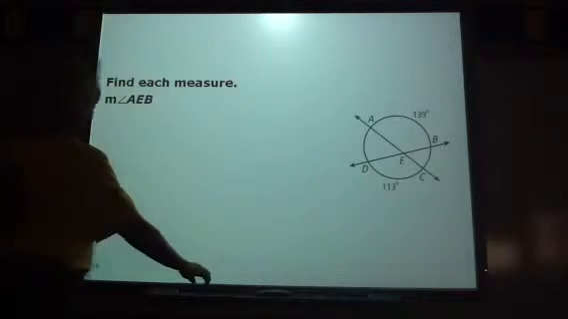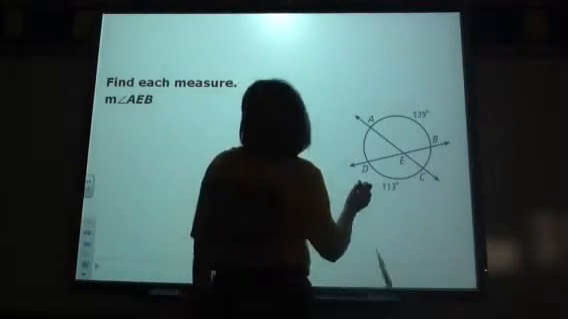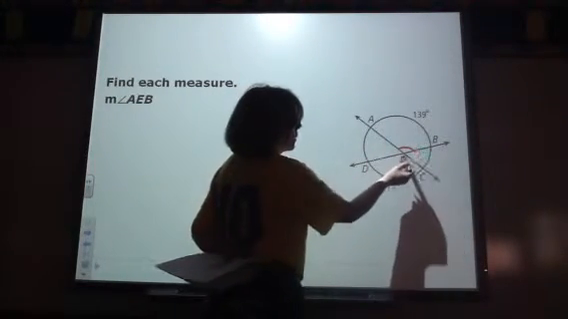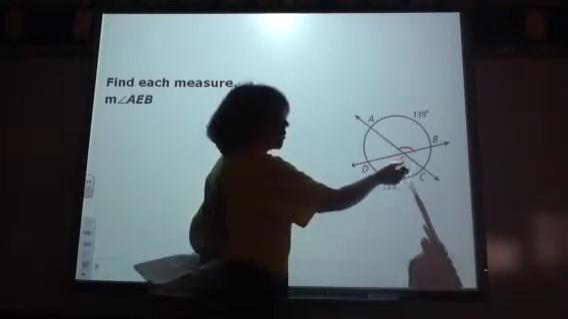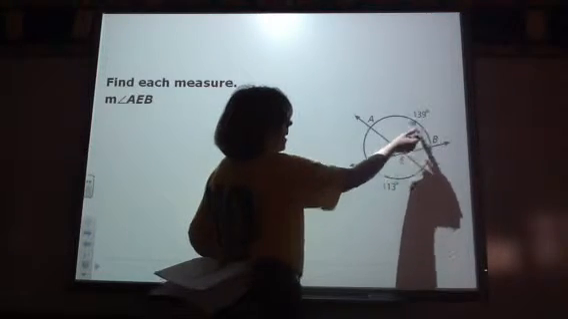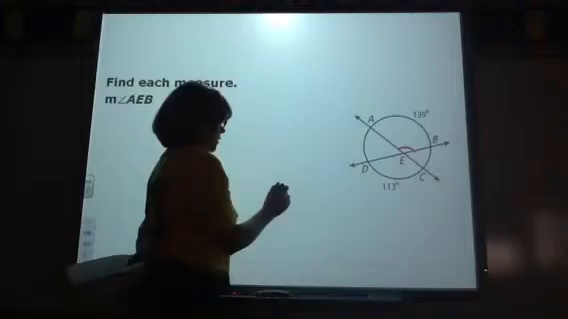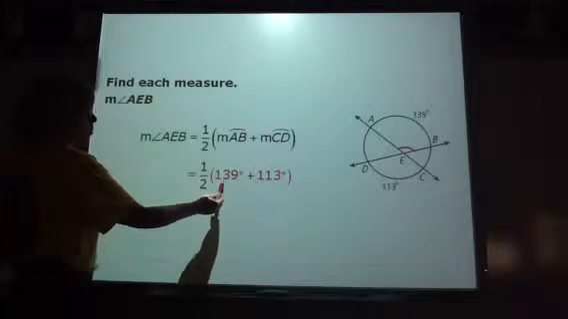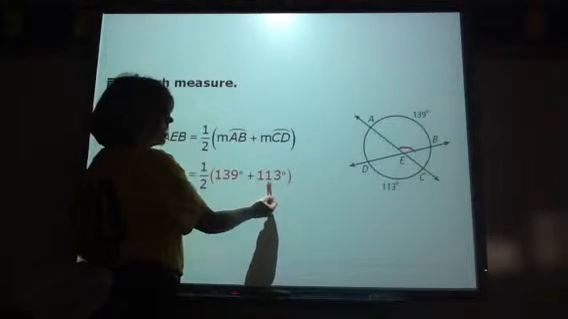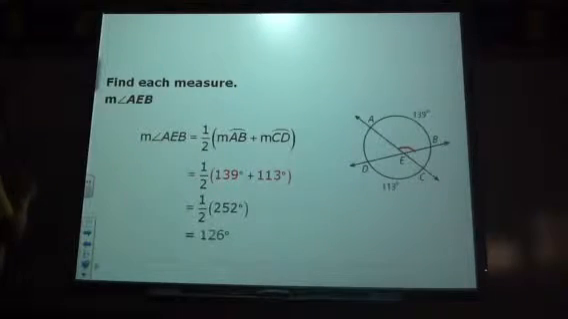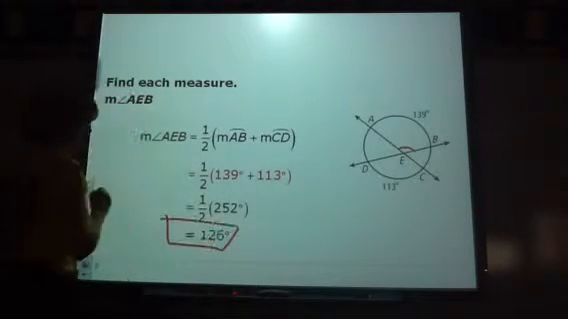So, find each measure, angle AEB. AEB is this right here. Alright, so we have two chords. They intersect inside the circle. So we can use the theorem we just talked about. So the measurement of this angle is going to be half of the sum of these two intercepted arcs. So there's your theorem. Let's substitute in what we know. Arc AB measurement is 139 degrees. Arc CD measurement is 113. Take the sum of those, divide by 2, and you get your angle measure of 126 degrees.